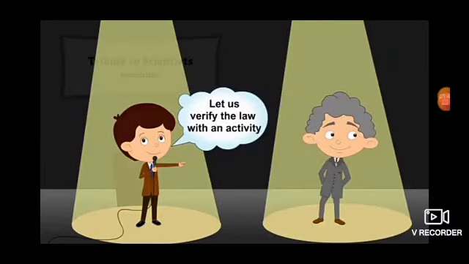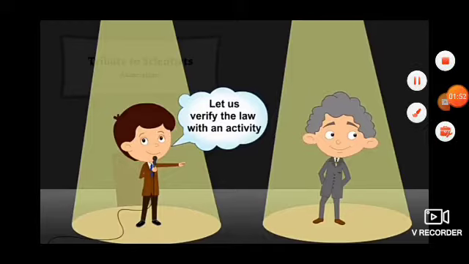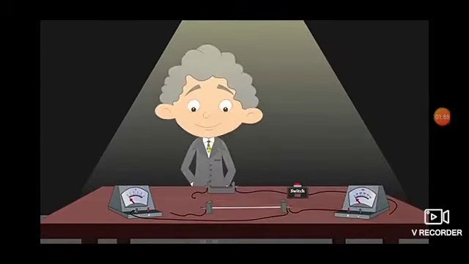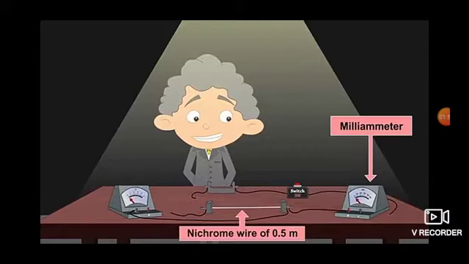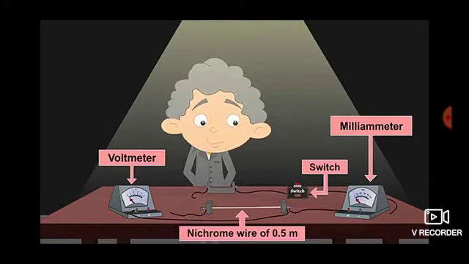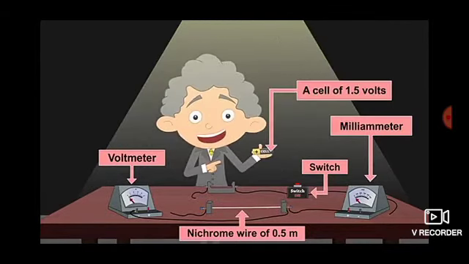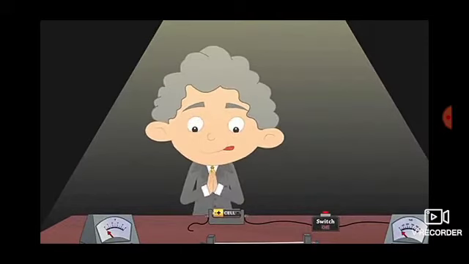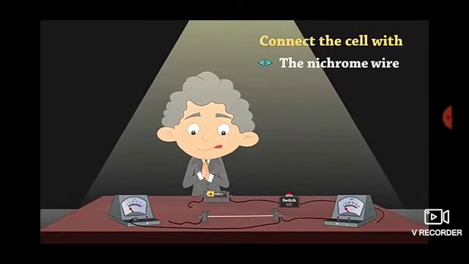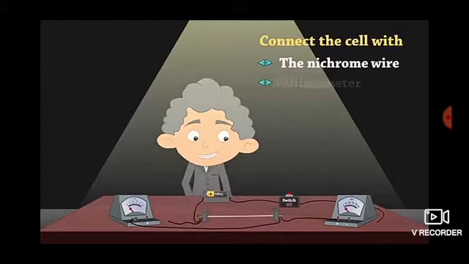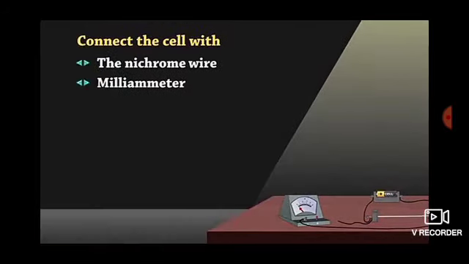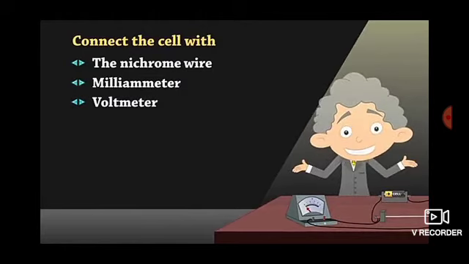Let us verify the law with an activity. So in this video I will be playing, and then only you will understand what Ohm's law means. This is the setup of Ohm's law. What are the things? Nichrome wire, 0.5 m, milliammeter, voltmeter, switch, and one more thing. Yes, it is a cell of 1.5 volts. The connection with the cell are the nichrome wire, milliammeter which measures current, voltmeter which measures voltage.